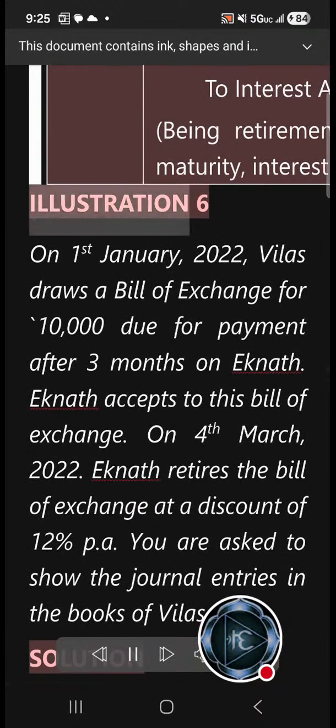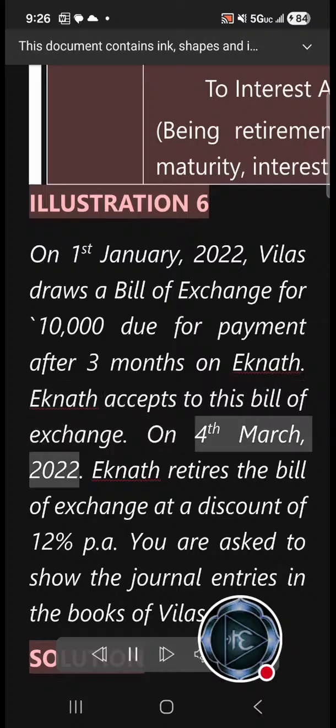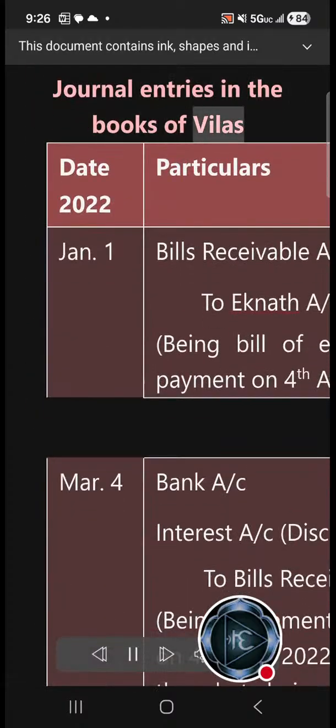Illustration 6. On January 1st, 2022, Vilas draws a bill of exchange for 10,000 due for payment after 3 months on Aknoth. Aknoth accepts this bill of exchange. On March 4th, 2022, Aknoth retires the bill of exchange at a discount of 12% PA. You are asked to show the journal entries in the books of Vilas. Solution. Journal entries in the books of Vilas.